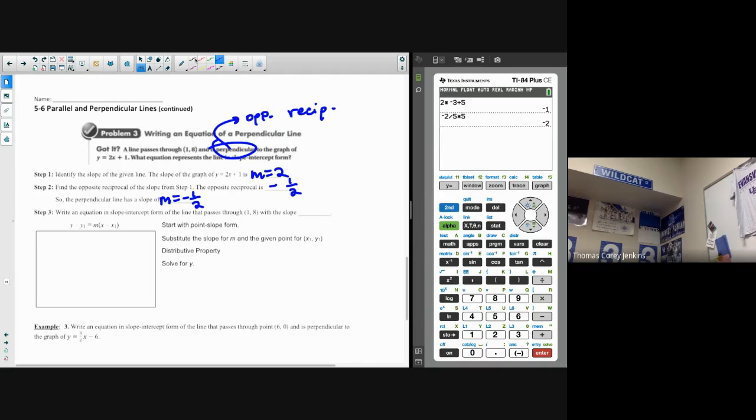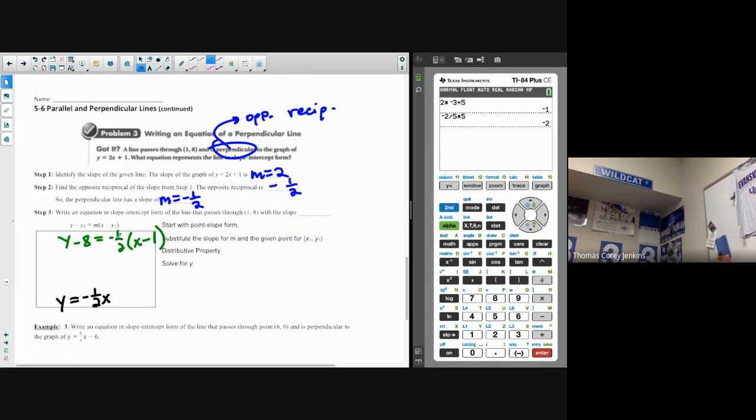Now, once you know that, again, you know that your final answer is going to be y equals negative 1/2 x plus or minus something, right? Now, the last step is finding the sum. Okay, so let's go ahead and use point slope. So that'd be y minus y1, which is 8, equals m, which is negative 1/2, times x minus x1, which is 1.